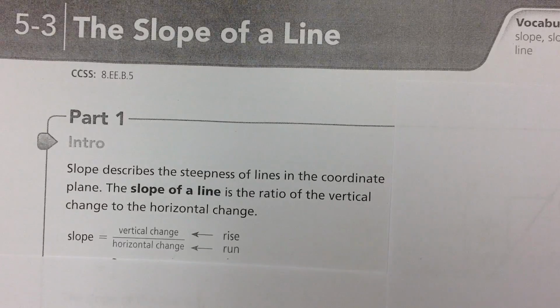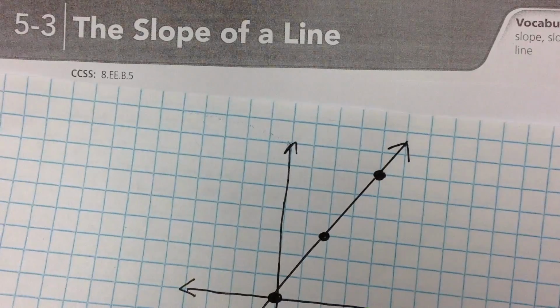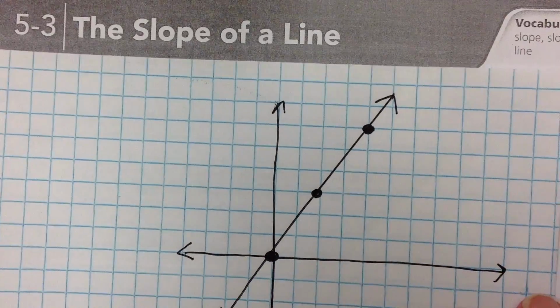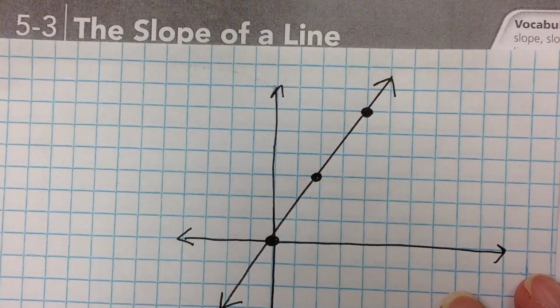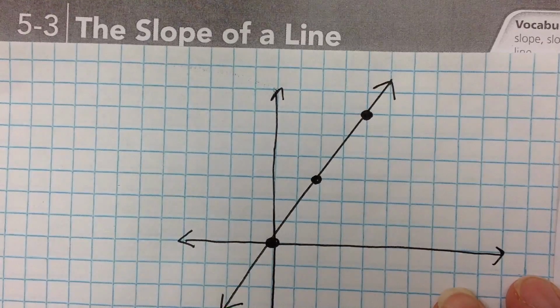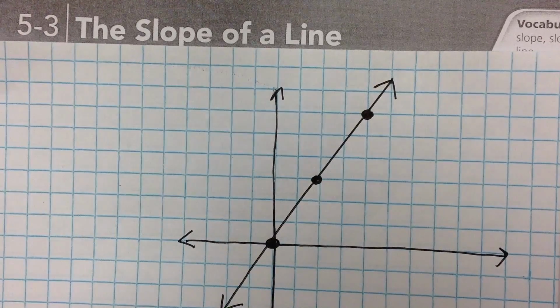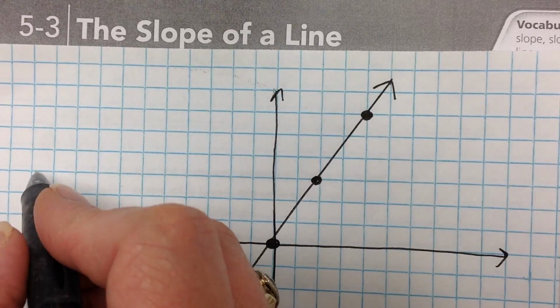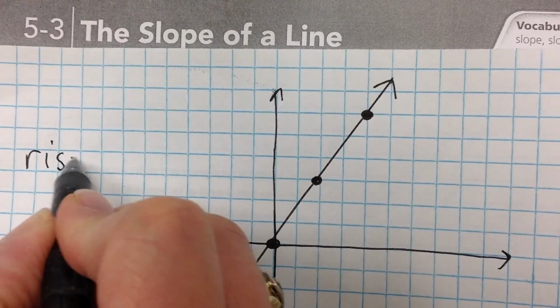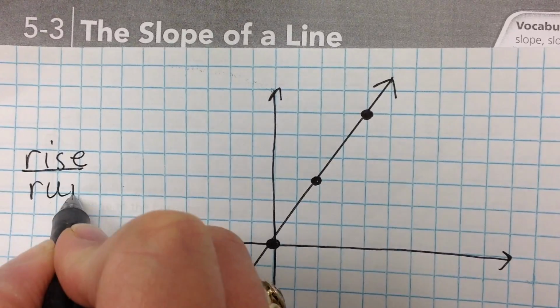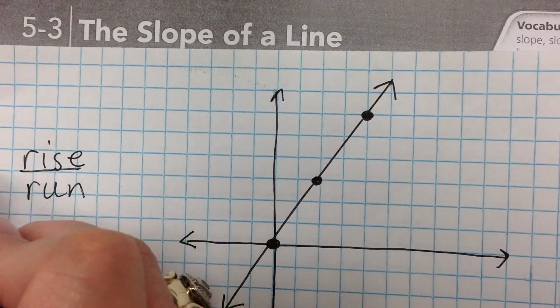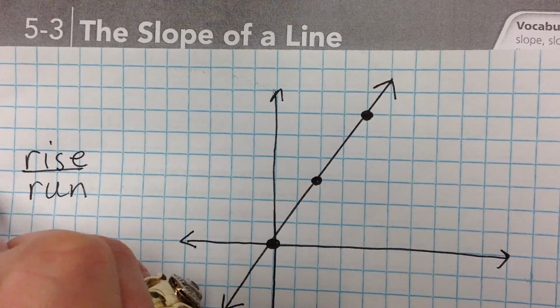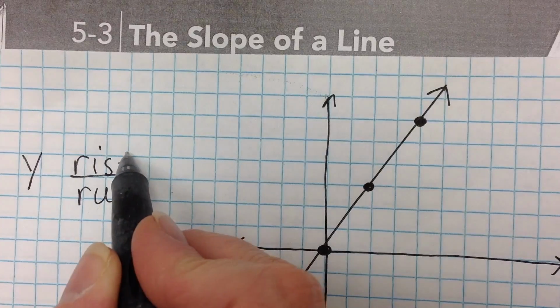So I want us to look at this graph that I have drawn, and I want us to determine the slope of this line. Remember, slope is described as rise over run. Your rise comes from your y-axis.